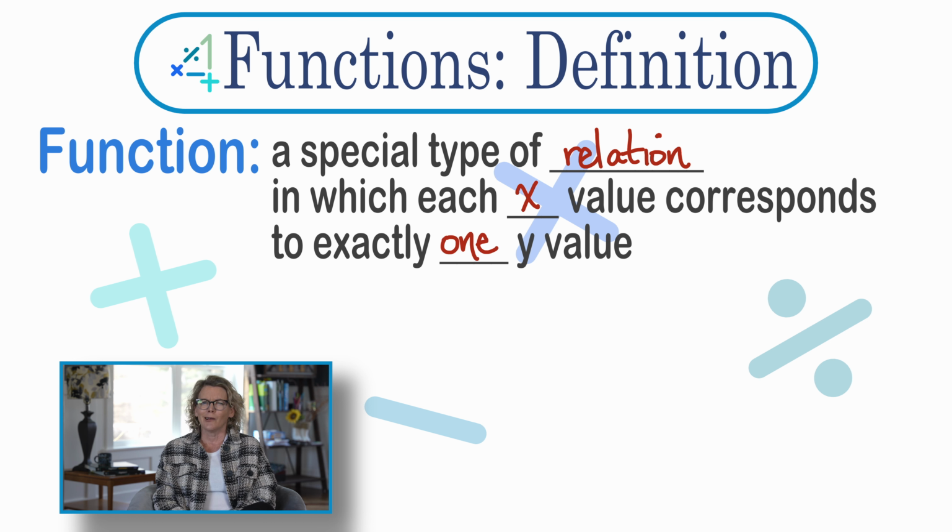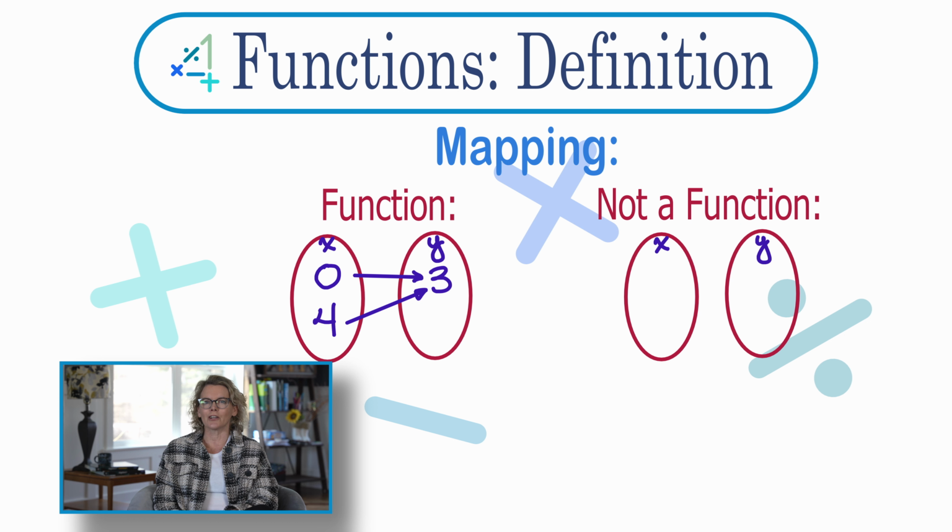Here is a function shown by mapping. I put in 0 and y equals 3. Then I put in x equals 4 and y equals 3 again. Different x values give me the same y value, but that's okay for a function. Next, we will map one that is not a function.